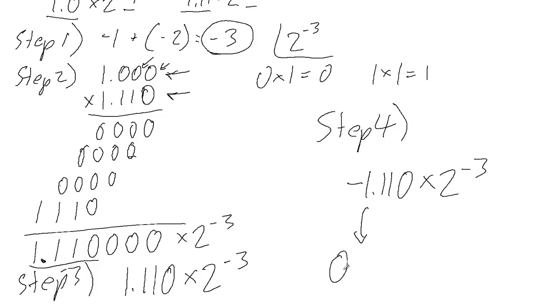A way to check is to convert it back to decimal, and we see we get 0.21875. You can compare this with multiplying 0.5 and negative 0.4375, which will give you the same results.